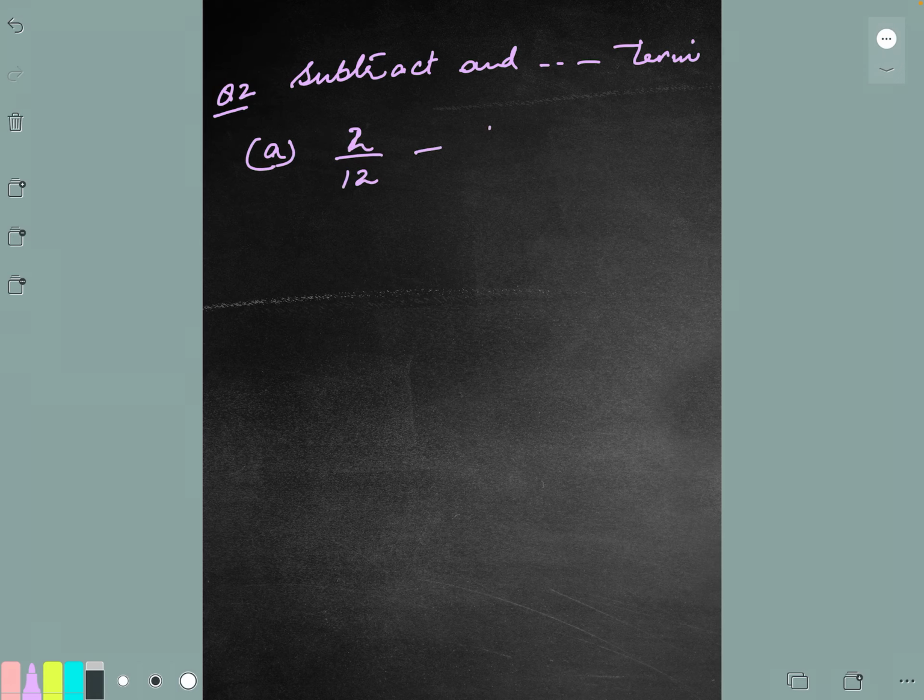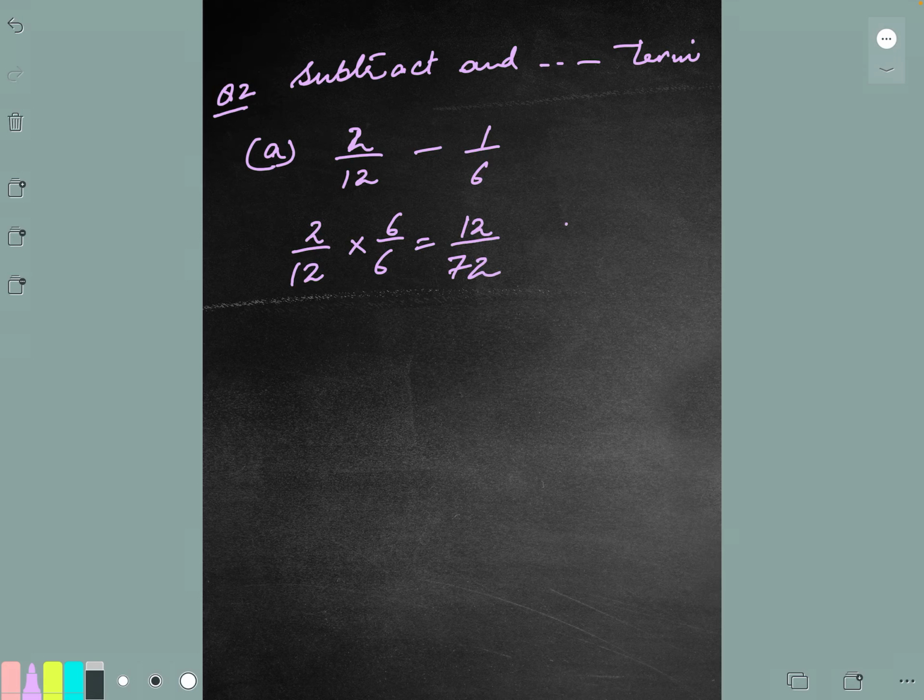After this we are going to do question number 2. It is simple, subtract, same as we did the addition, and reduce to the lowest term. Again, I'll be doing two parts for you. We have 2 upon 12 minus 1 upon 6. So I will convert 6 upon 6.